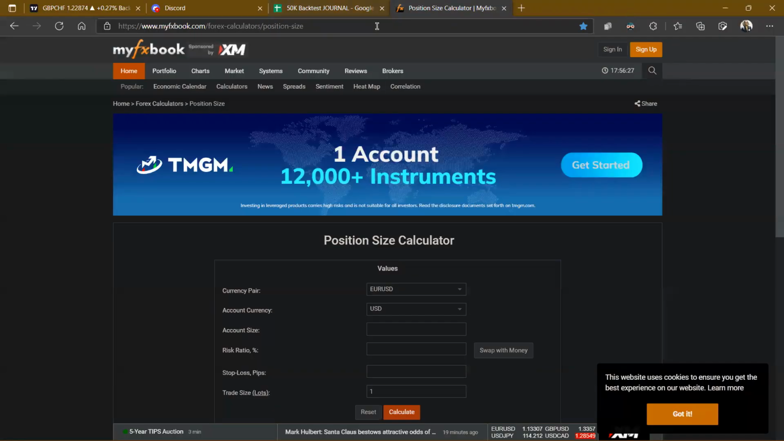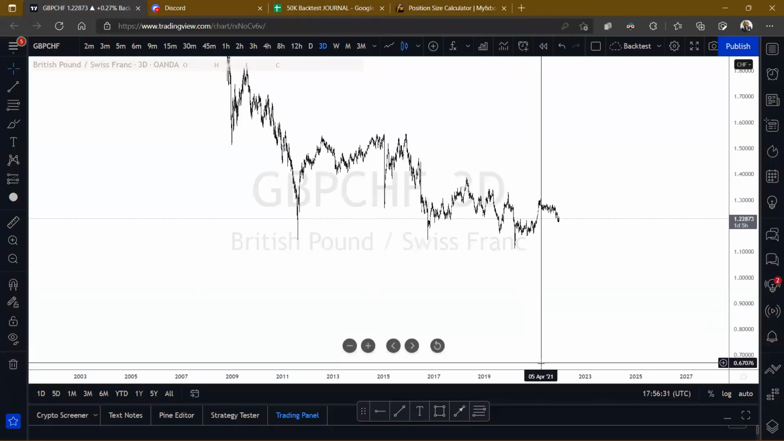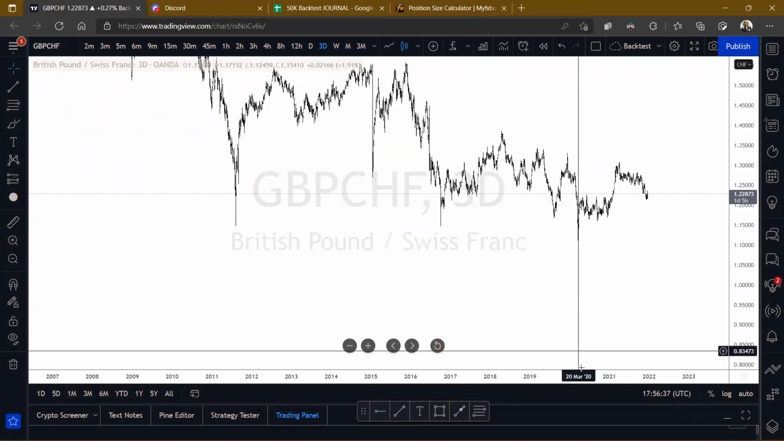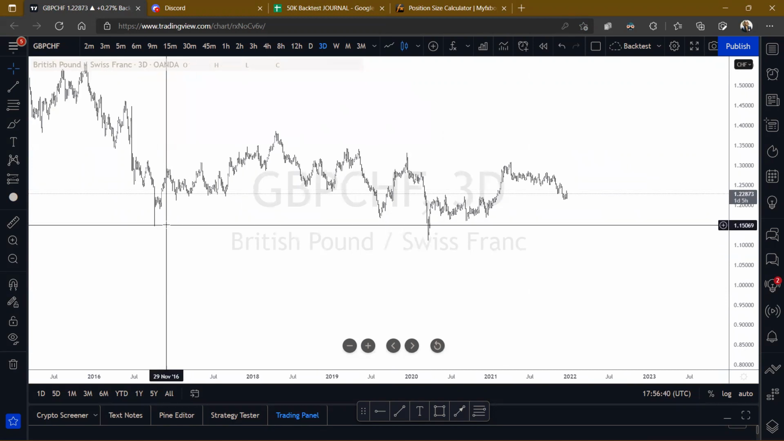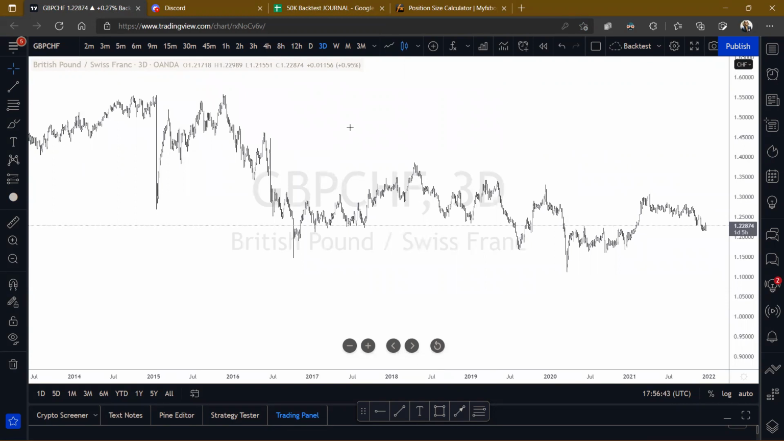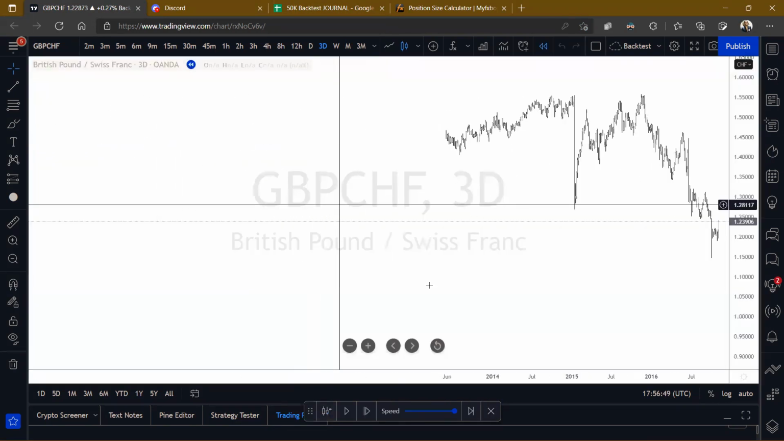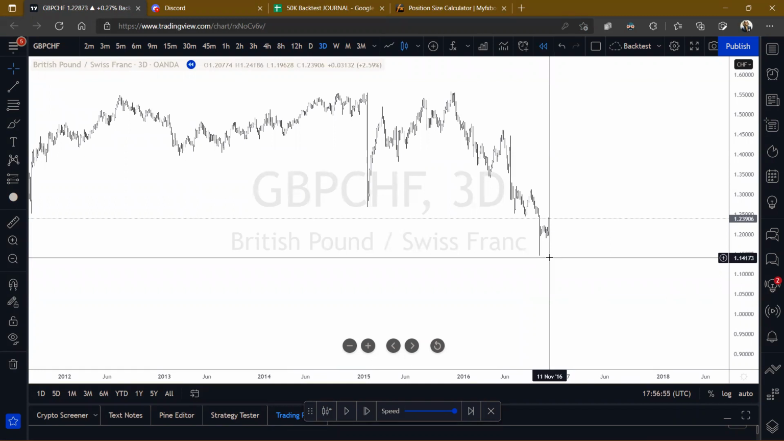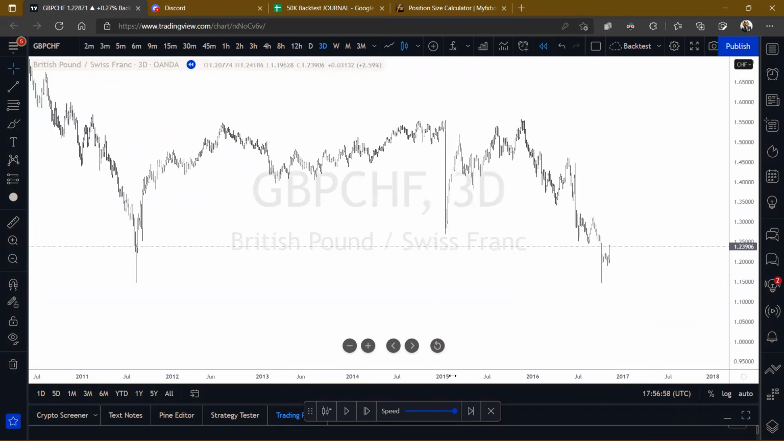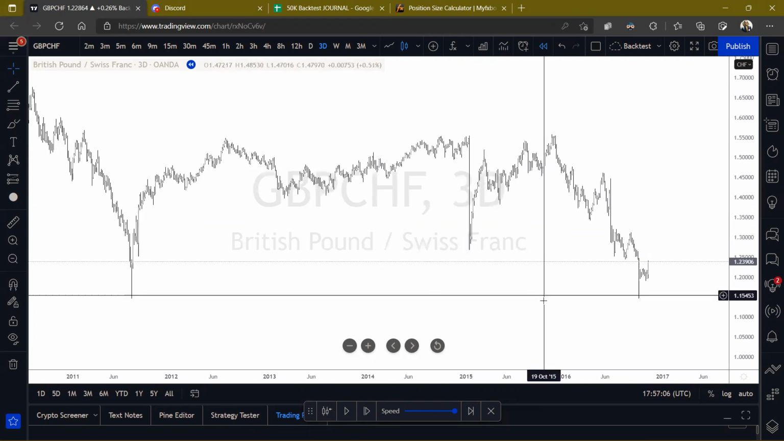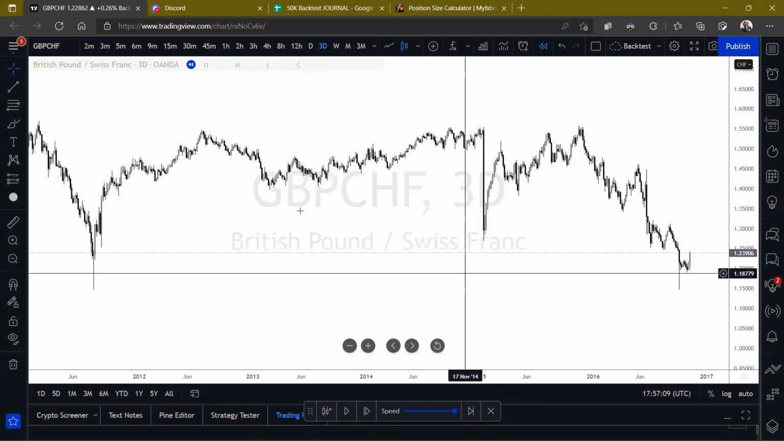Cool, let's get started. Today we're going to look at GBP CHF. We're going to do a backtest. We're going to do a top down from where we are, so pretty much around November, December 2016, and we're going to see what we can do. Then we're going to train our eyes and see what we can catch.